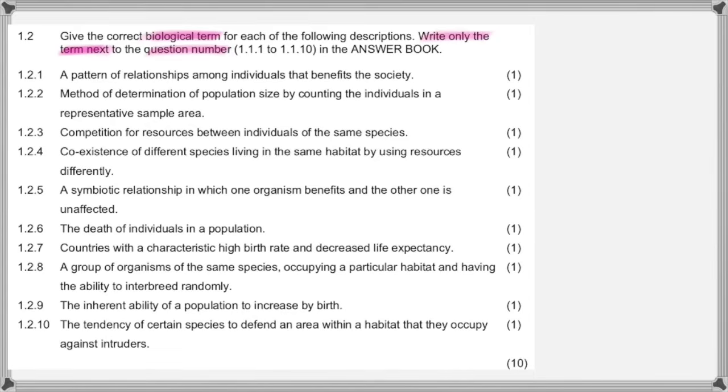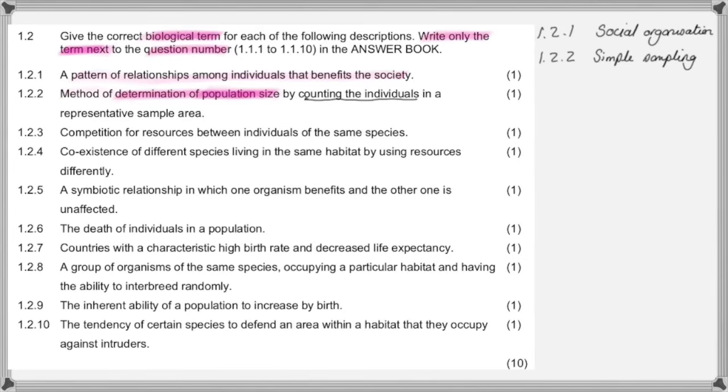So question 1.2.1, a pattern of relationships amongst individuals that benefits the society. If we look at question 1.1 now, this typically describes a social organization, okay, within a society. Question 1.2.2, method of determining a population size by counting the individuals in a representative sample area. Here we're going to be looking at simple sampling in determining population size. So there's the answer, 1.2.2, simple sampling.